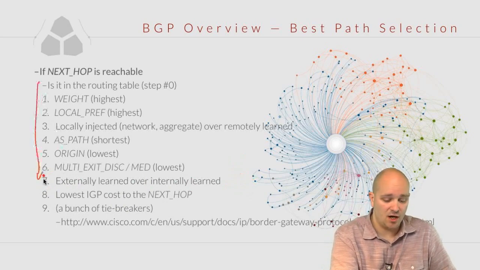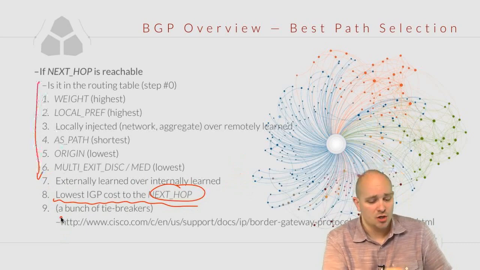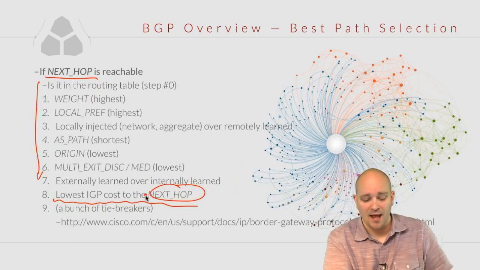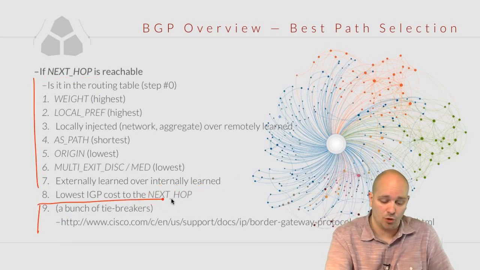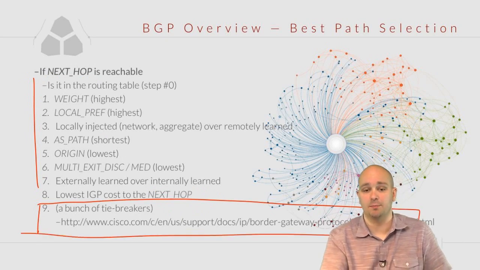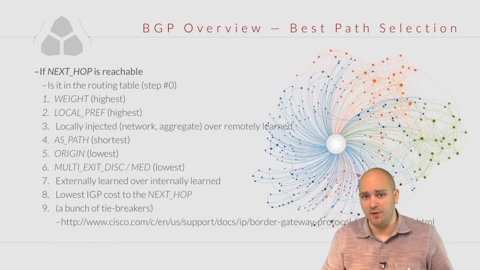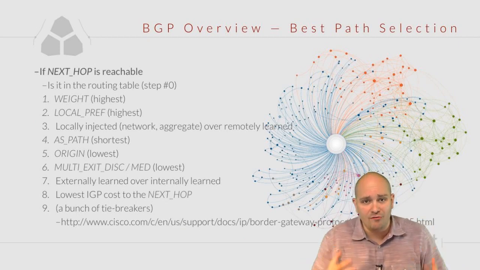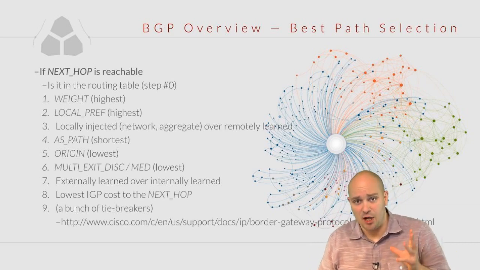If all these 7 are the same, the lowest IGP cost to the next hop will be considered. So whatever is the cost to reach the next hop attribute in the routing table, the lowest value will be used. If these are the same, as I said, we are going to go through the list of multiple tiebreakers. So this is a general overview of the BGP best path selection process. I'm going to go into this and we are going to go through every single attribute in greater detail in one of the subsequent videos. Right now, as I said, this is just an overview.